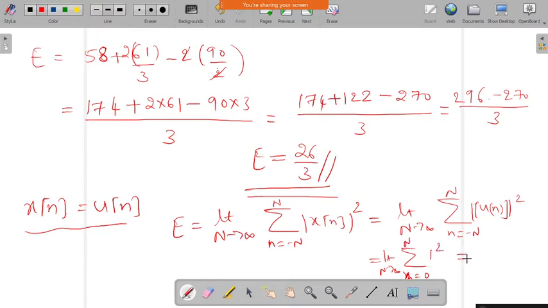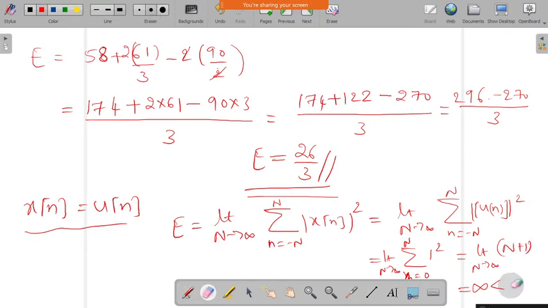So limit n tends to infinity, summation n equal to 0 to n of 1 square. Between 0 to n, this will give n plus 1, since 1 square is 1 only. If you summate all these ones, it is going to give n plus 1. Now if you substitute n tends to infinity, you are going to get an infinite value. So for this particular problem, energy will be infinite, so it is not an energy signal.